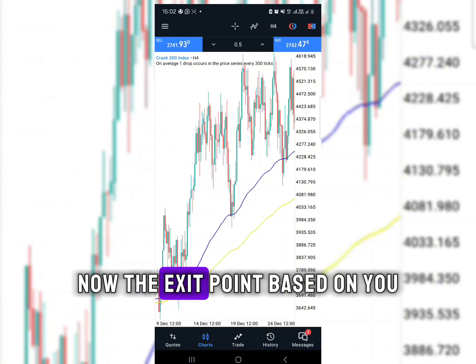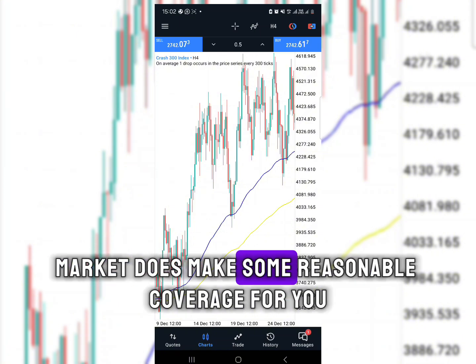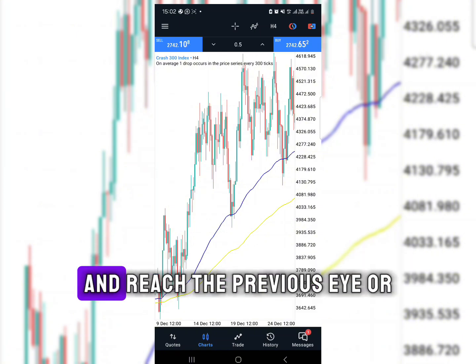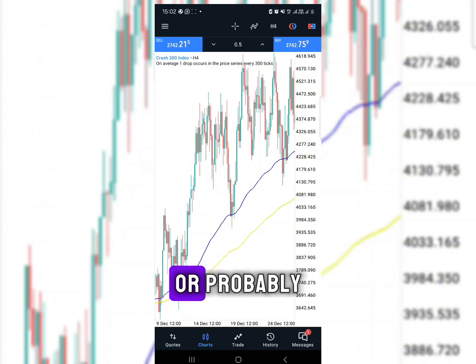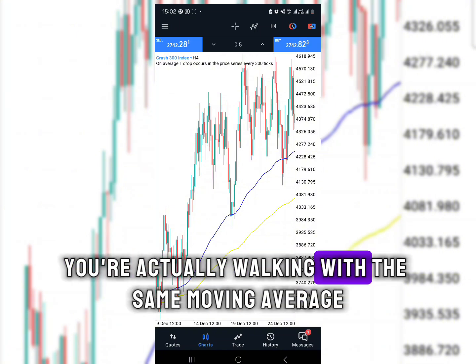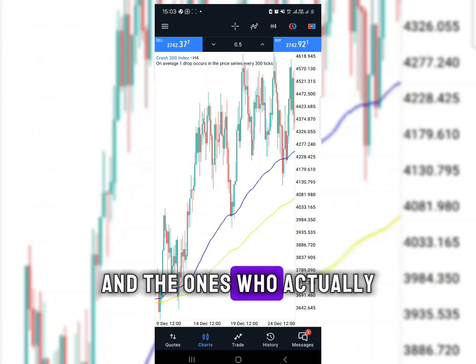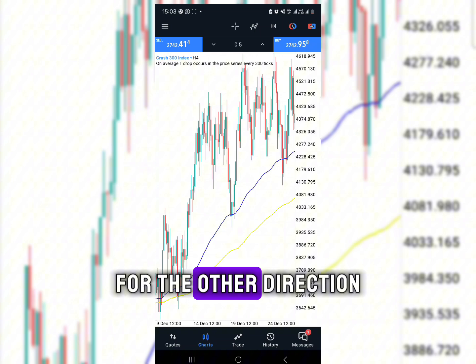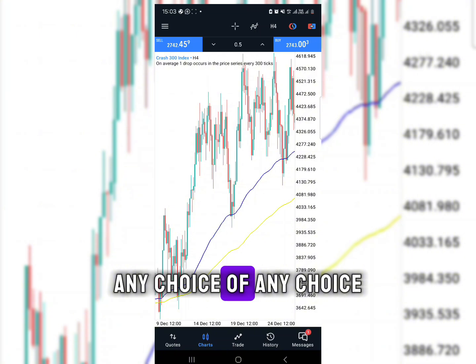Now, the exit point can actually be when the market has made some reasonable coverage for you, and reaches the previous high or previous low, then you want to exit that trade. Or probably you are working with the same moving average, that when the moving average is now closing up and wants to cross over again in the other direction, you get out of your trade. Depends on you. Any choice of yours.